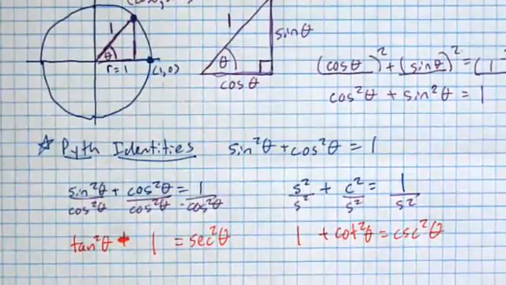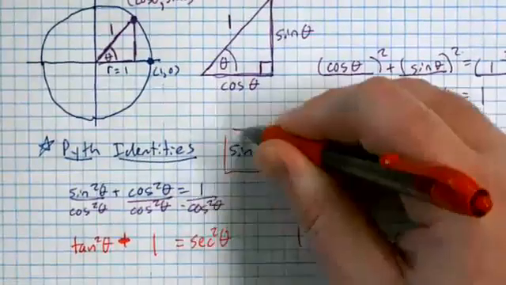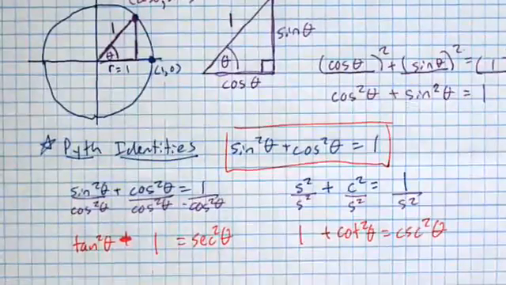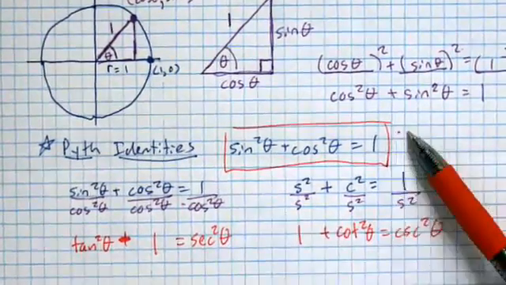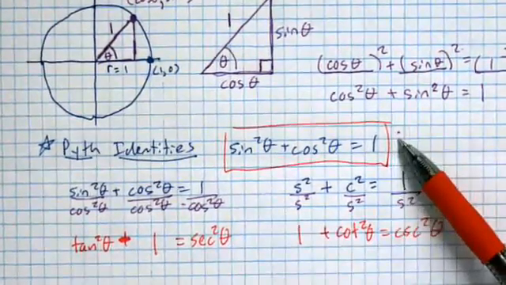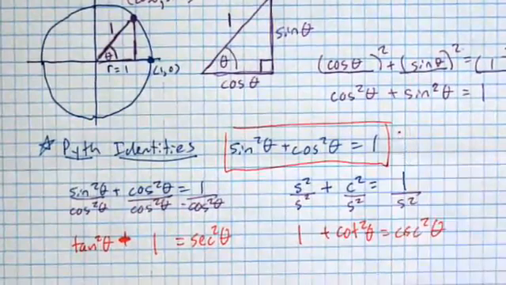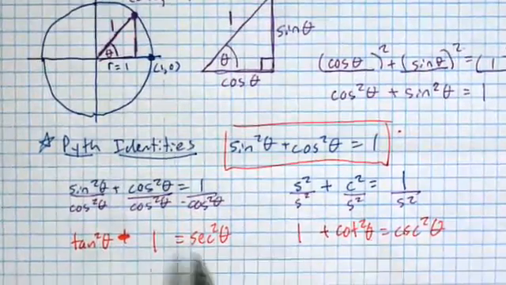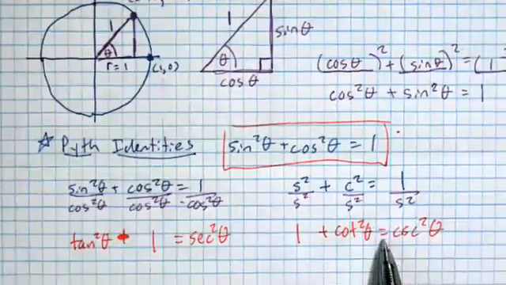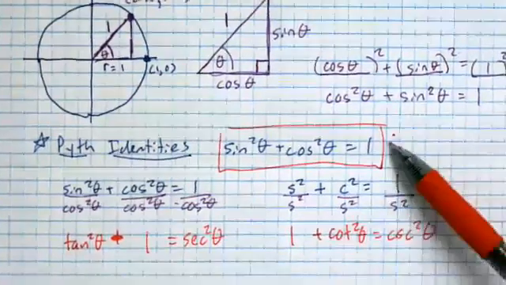So this is the main one. This one comes from the fact that sine and cosine give the coordinates of the point along the unit circle. You make yourself a right triangle and use the Pythagorean theorem. That's where this comes from. These other two come from taking this one and dividing everything by either sine squared or cosine squared. I'll be honest with you, my life would probably be a little easier if I just memorized these two things separately. Okay, but you're going to see this come up a ton.